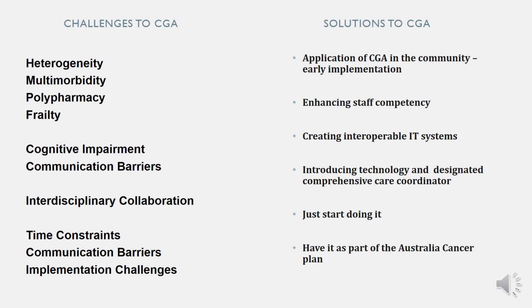So it makes it difficult for the patient to fully participate in their assessments and accurately provide information about their health. We have communication barriers, so there can be vision loss, hearing loss, and again, cognitive impairment. That means communication can be limited. We have limited access to interdisciplinary collaboration.